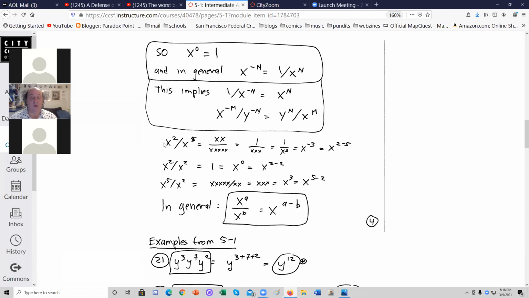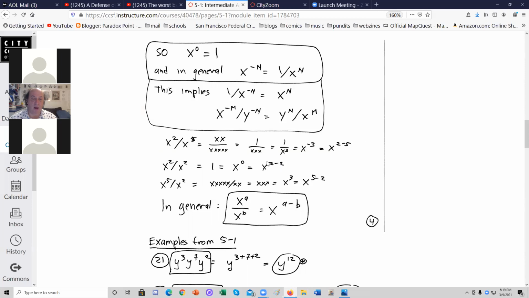Now, for example, if you have x squared over x to the fifth, what is that? Well, 2 x's divided by 5 x's, that's 1 over 3 x's, that's 1 over x to the third. That's x to the negative third from here. And you get negative 3 from a 2 minus 5. There's that. x to the second over x to the second, that's just 1, which is x to the 0. And 0 is 2 minus 2.